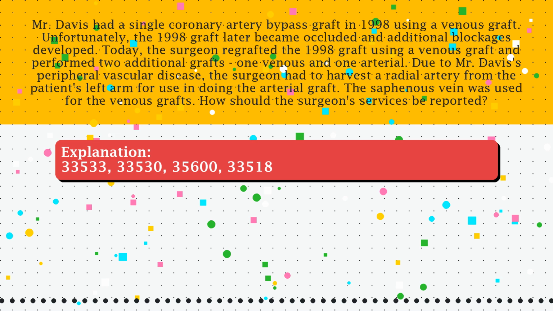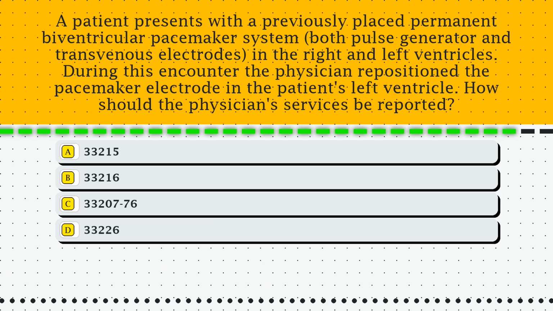Question 65. A patient presents with a previously placed permanent biventricular pacemaker system, both pulse generator and transvenous electrodes, in the right and left ventricles. During this encounter, the physician repositioned the pacemaker electrode in the patient's left ventricle. How should the physician's services be reported? Option A, 33,215. Option B, 33,216. Option C, 33,207 to 76. Option D, 33,226.